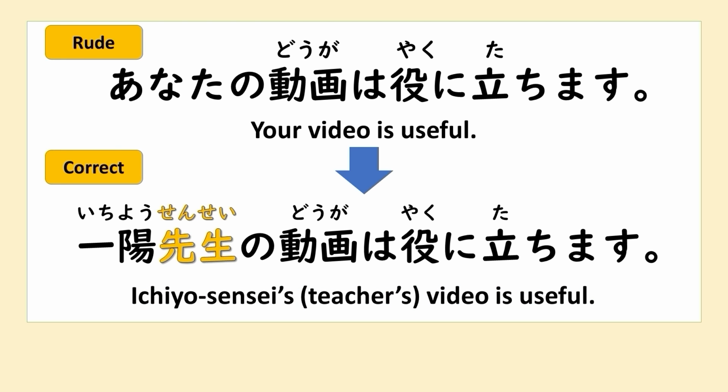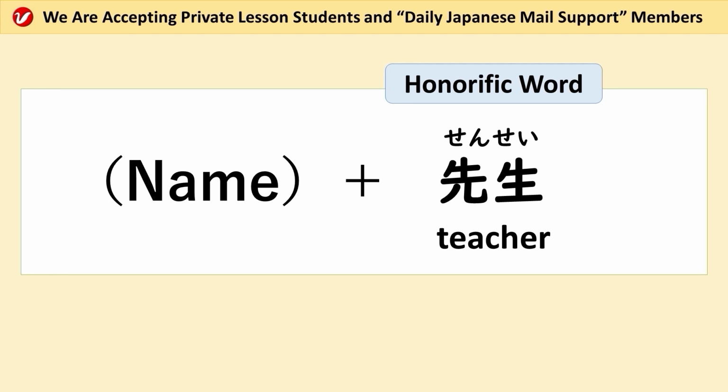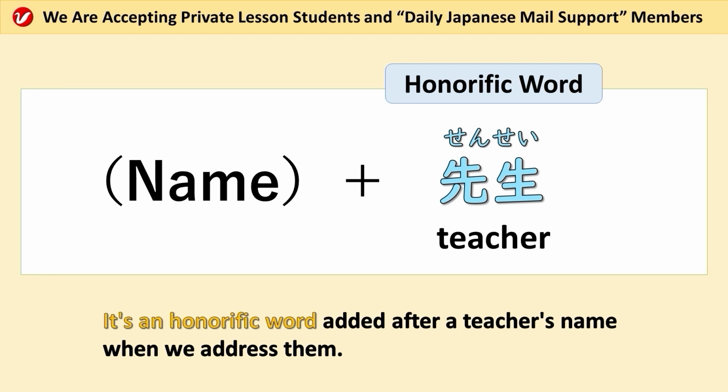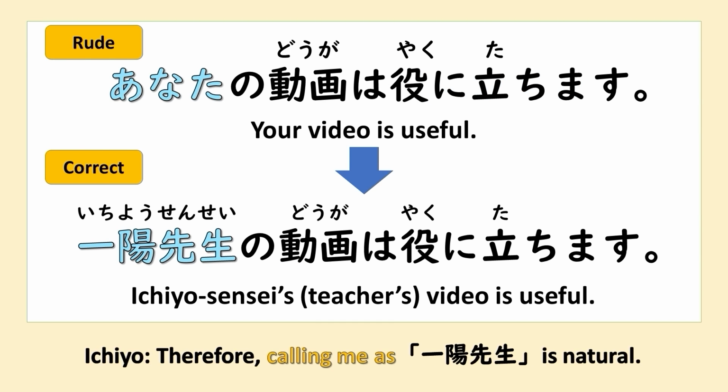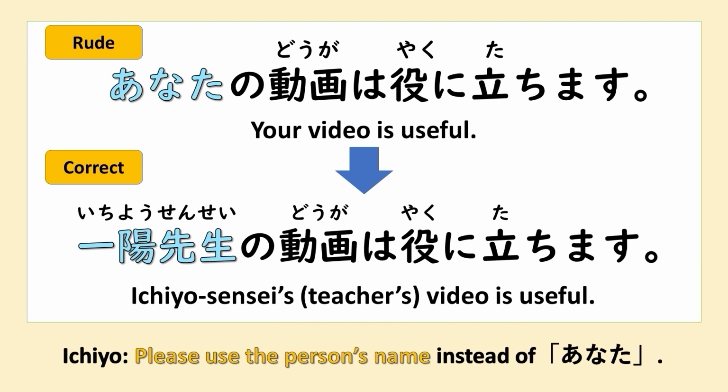先生. It means teacher. It's an honorific word added after a teacher's name when we address them. I'm a Japanese teacher, so my students call me Ichiyo sensei. Therefore, calling me Ichiyo sensei is natural. Please use the person's name instead of あなた.